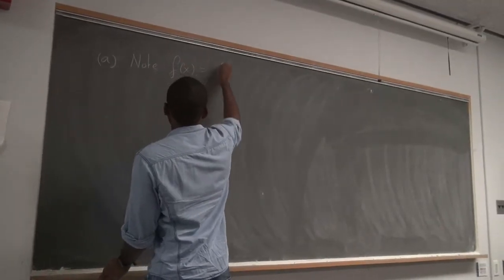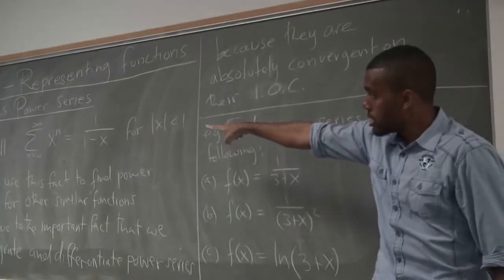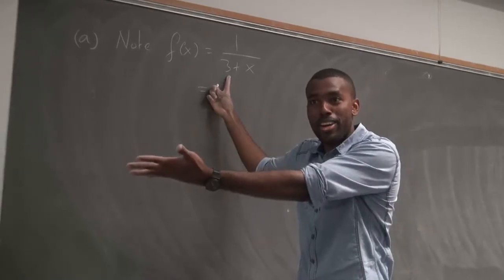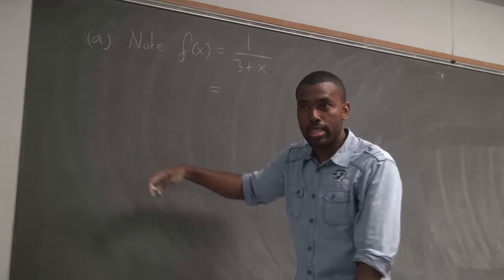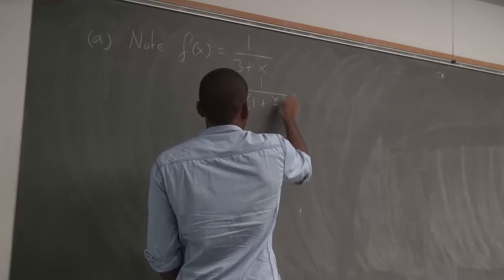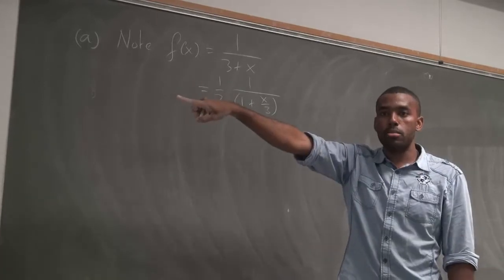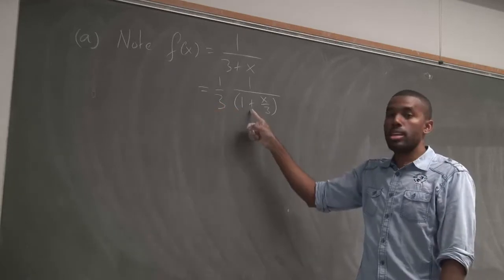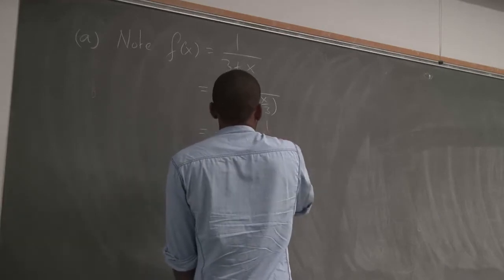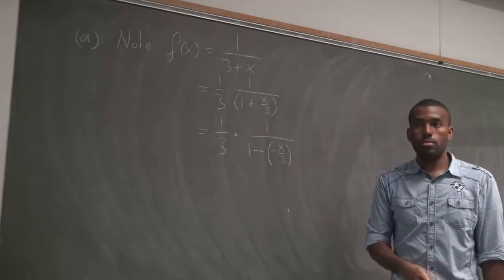So, note f of x here is equal to 1 over 3 plus x. But if I'm looking at this guy, notice that the constant is 1. Here the constant is 3. I don't like that; it doesn't match the pattern. So I'm going to factor 3 out to get that 1. This is just 1 third times 1 plus x over 3. What other pattern do I notice? There's a minus sign between the constant and the variable, but there's a plus sign between this constant and this variable. Therefore, I'm going to rewrite this with a minus sign in between them. This means I can write it as 1 minus a minus x over 3.